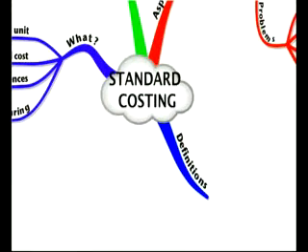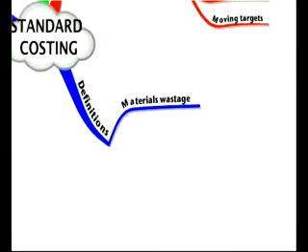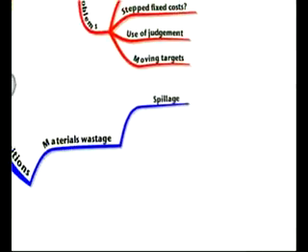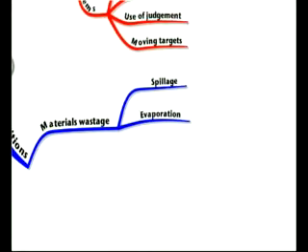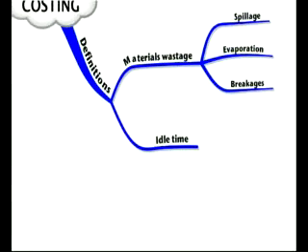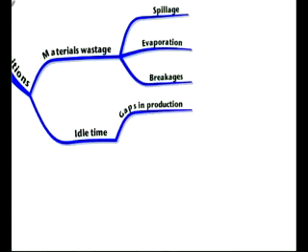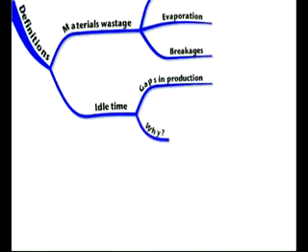A couple of definitions we need to be aware of before we get into variance analysis. Materials wastage. Materials wastage may occur due to spillage, evaporation if we're talking about liquids, or breakages. So that's what materials wastage is. Idle time, well, this is gaps in production. So this may occur because there's no work available for the workers to do, or maybe due to a machine breakdown.